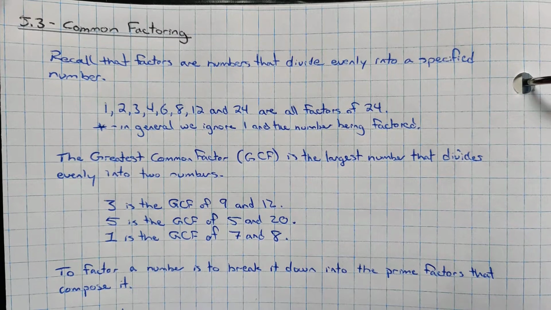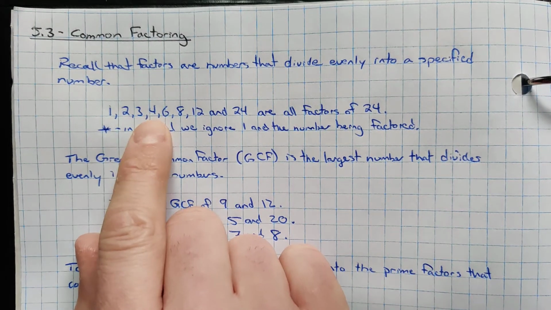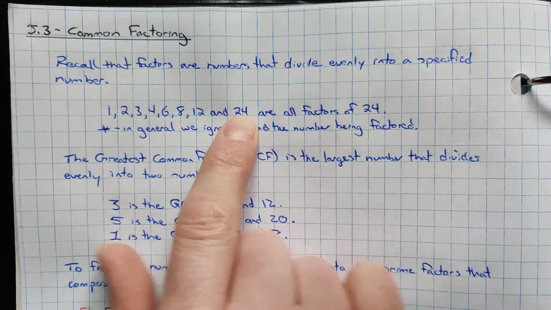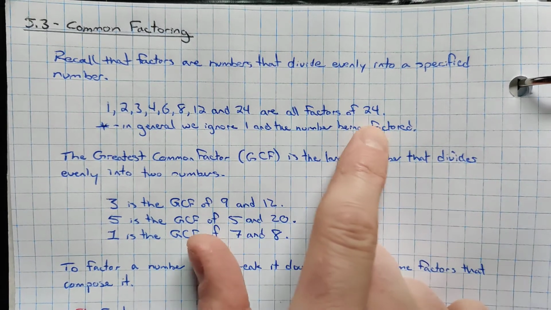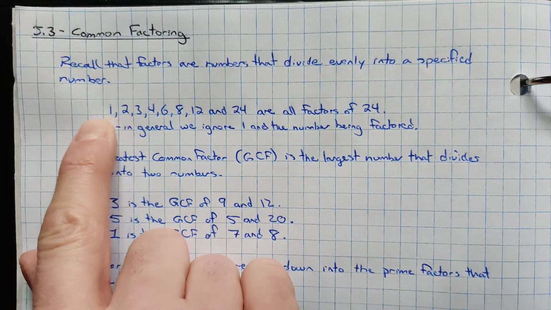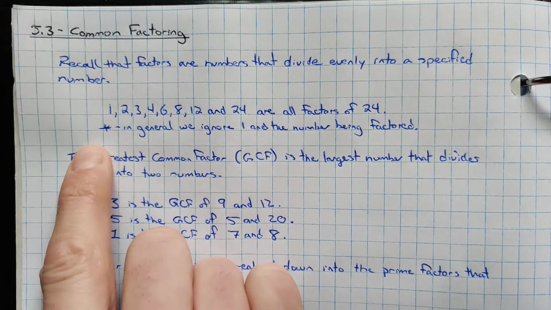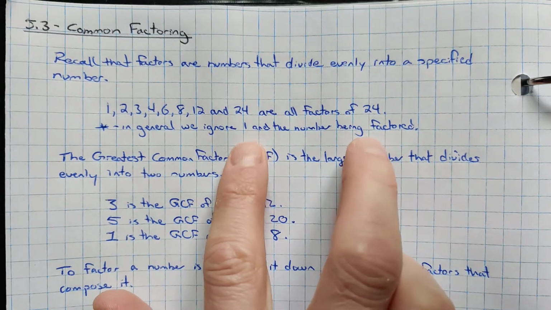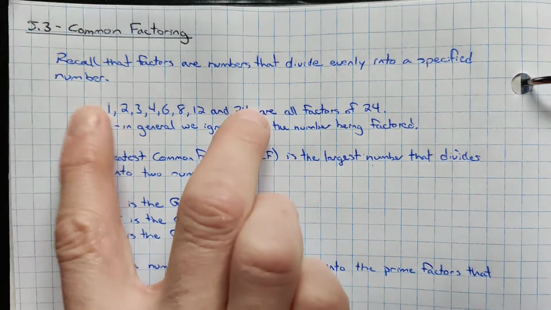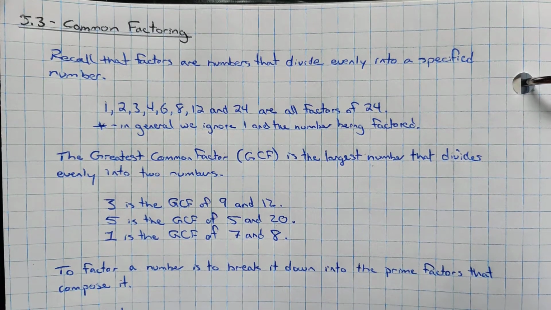In this case here, 1, 2, 3, 4, 6, 8, 12, and 24 are all factors of 24. You could divide 24 by any of these numbers and get an even number. In general, we don't usually work with the 1 and the number being factored, so we usually don't use the 1 and 24 in the cases that we're going to be working with, but they are technically factors.